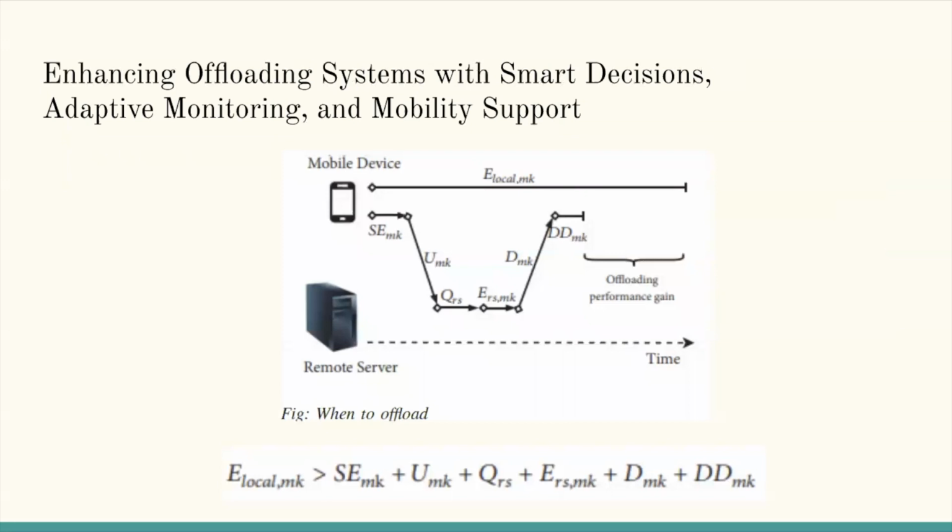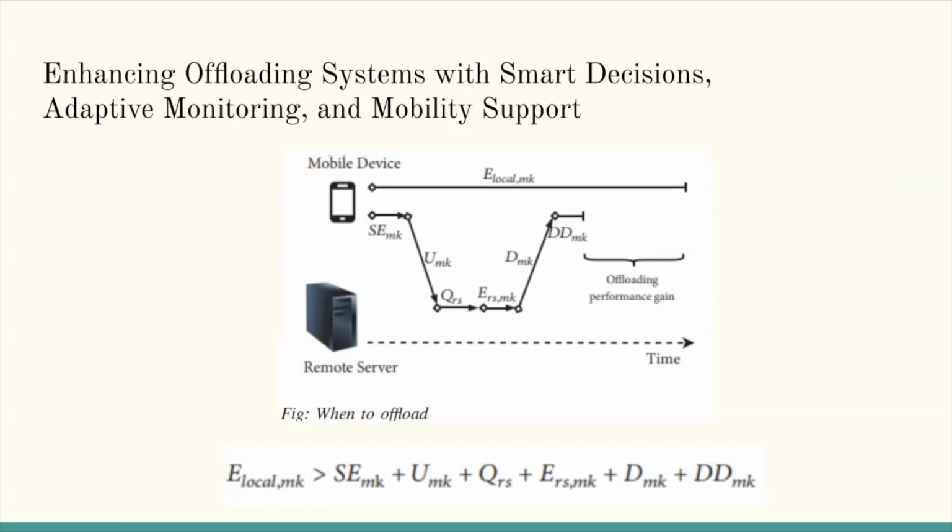In the paper titled Enhancing Offloading Systems with Smart Decisions, Adaptive Monitoring, and Mobile Support, the author discusses a framework for optimizing the performance of mobile devices by offloading computation to remote servers such as cloudlets or public clouds. The proposed model also takes into account the time required for data transfer between the devices and the server and compares the performance of running the application locally versus on a remote execution environment.